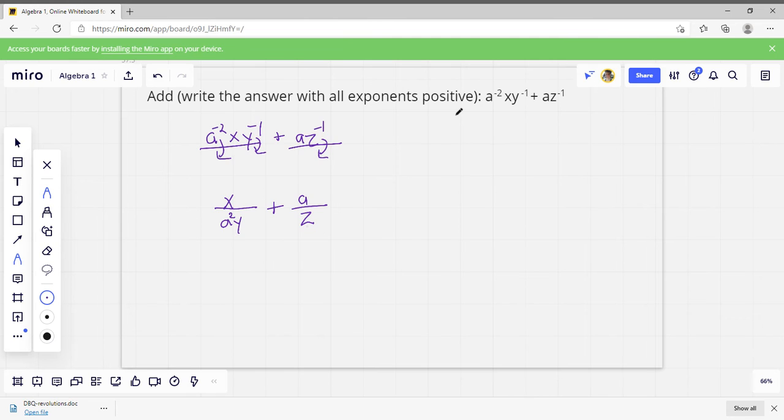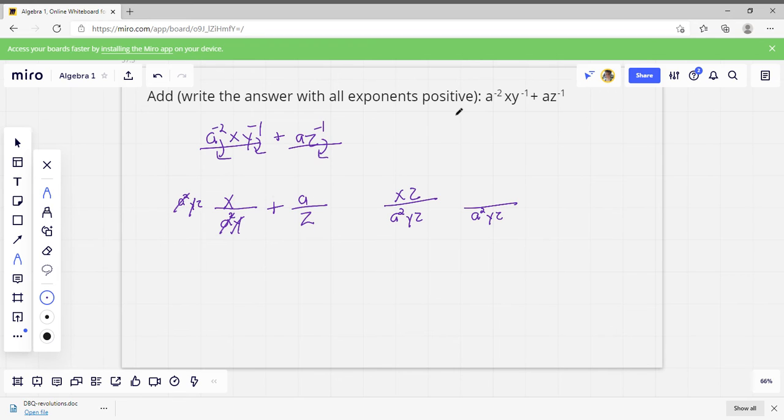Okay, so for this one, my new denominator is going to be a squared yz and a squared yz. So this one I had to multiply times a squared yz. I already have my a squared, and I have my y. That means I just need my z. So that would be xz.